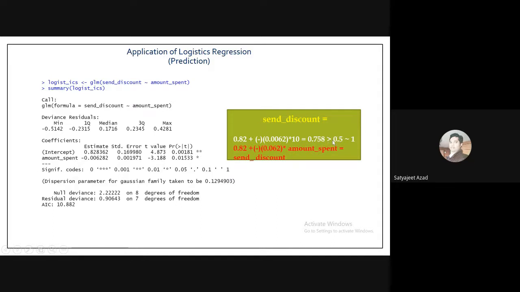This is the threshold value. Now from this formula, this mathematical model, I can predict that yes, I will send a discount to this person whose spending is $10. This is how we are going to predict it, and we are going to classify this customer based on new, unseen data. We are saying put it into class 1 and send the discount to that person. So this is how logistic regression works.